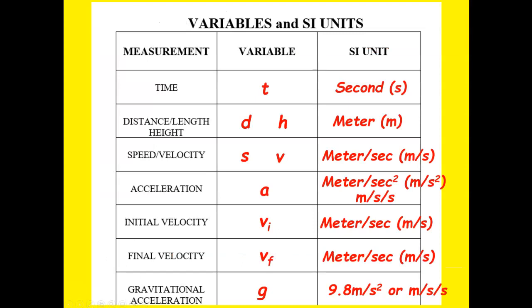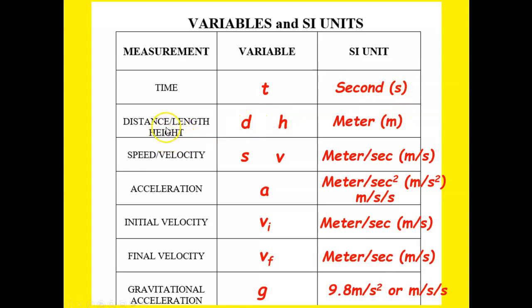You should know that you have your variables, which are the symbols for your units, and then your SI unit, which are the main units that refer to that particular measurement or variable. So remember the number and then the unit. For example, you have time, which is lowercase t, and then the unit is seconds. So the abbreviation is small s.